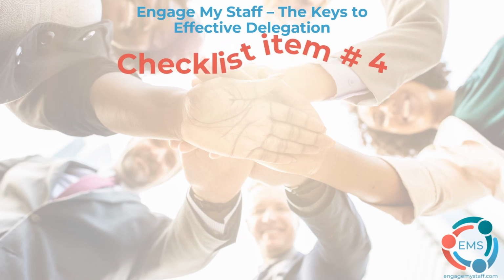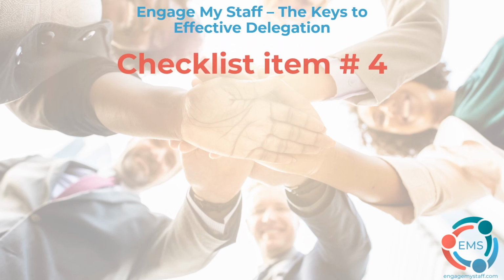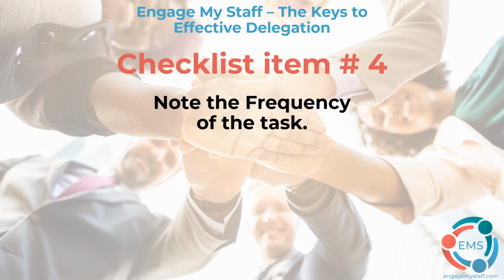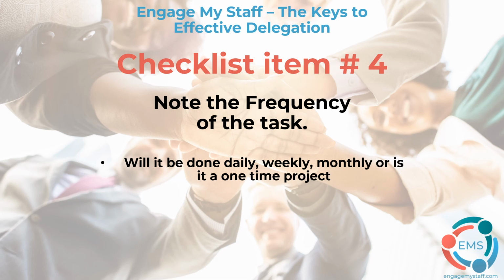Checklist item number 4. Note the frequency. Will this task be done daily, weekly, monthly, or is it a one-off project that has an outcome and finish date of, say, 3 months from now? The key is to write it down so you remember it in your meeting later.